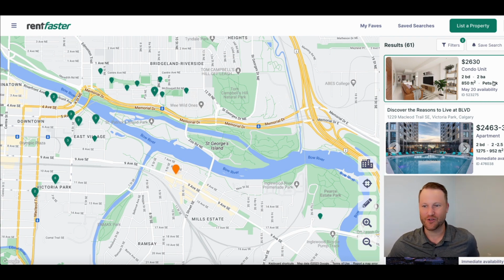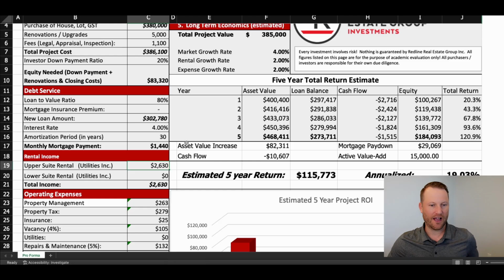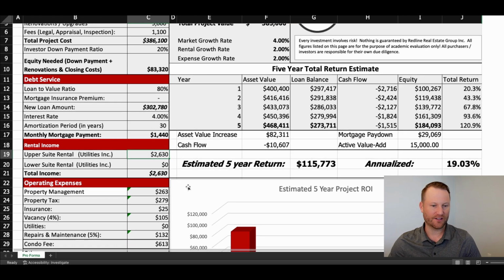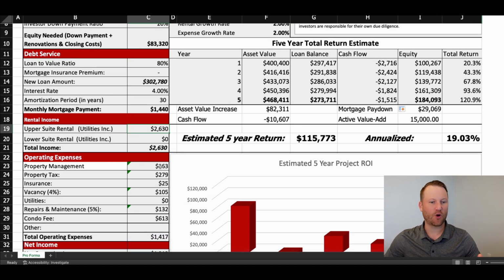But you can see here, 2-bed, 2-bath, 850 square feet. They're asking $26.30 for this. And so without knowing a better number to go with, that's the number that we're going to put into our analysis. And that's what I've done. So we've got $2,600 here of rent has come into that. We're leaving property management in. Property tax, I've adjusted for this.